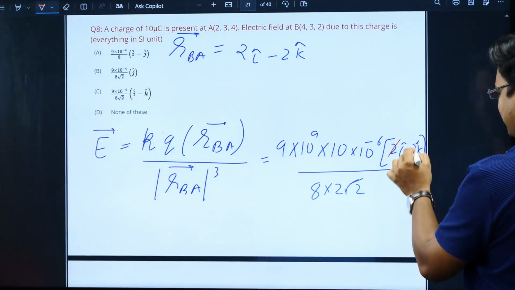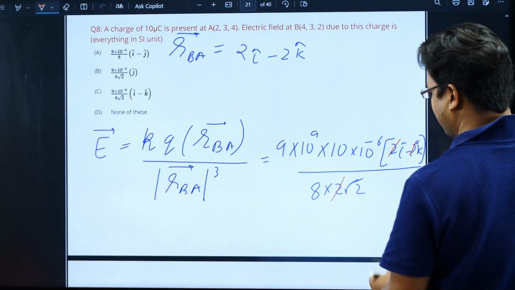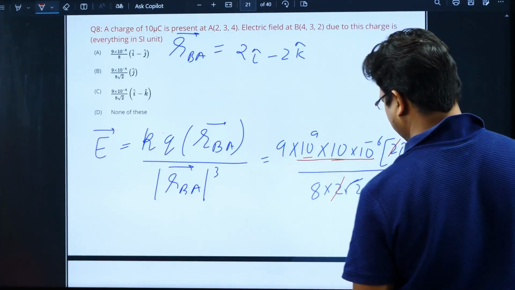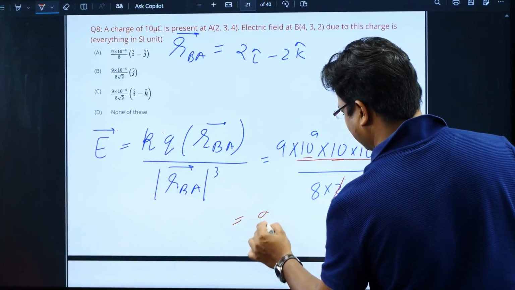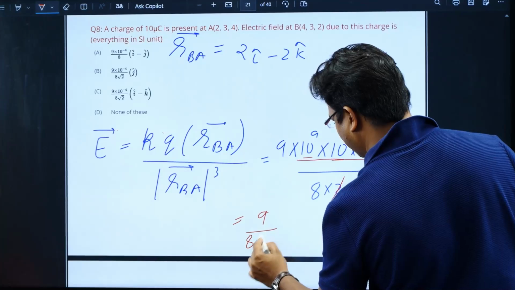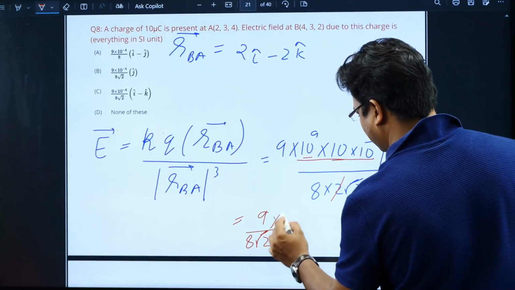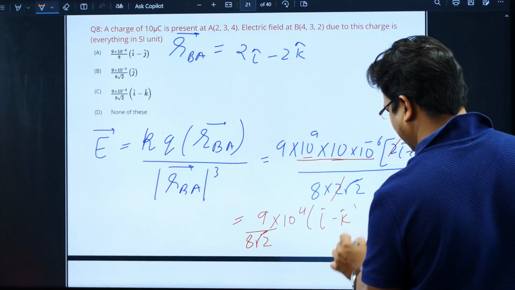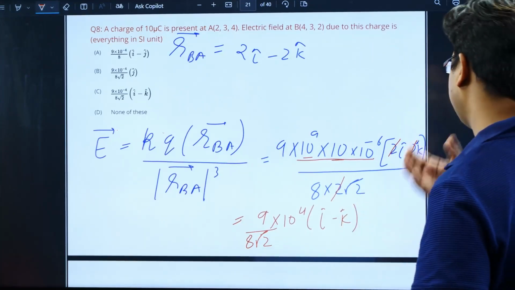The 2 I can cancel from here, and then this becomes 10 raised to power 4. So we are getting 9 upon 8 root 2 into 10 raised to power 4, and then i cap minus k cap. So this is what we are getting.